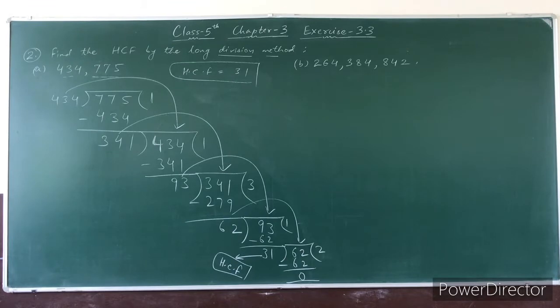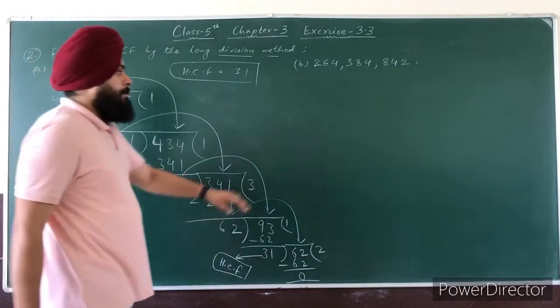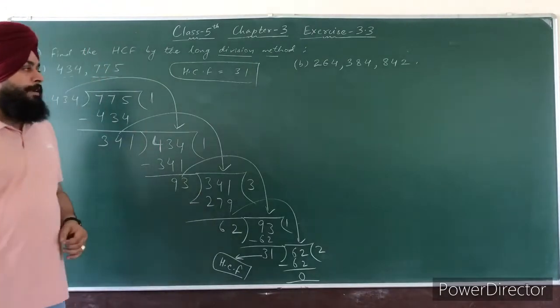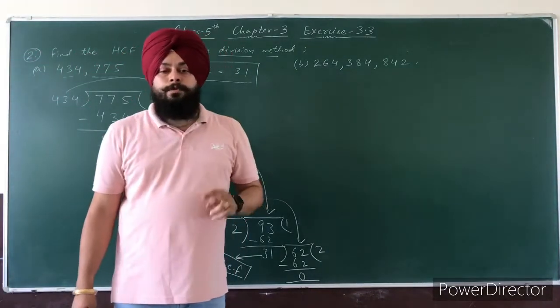So now, how will we find the HCF for 3 numbers? To find the HCF for 3 numbers, at a time we will take any 2 of the numbers.